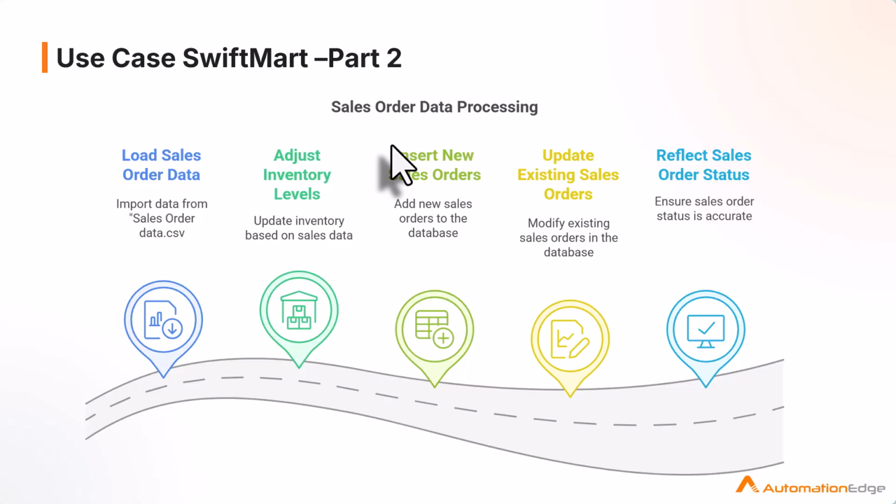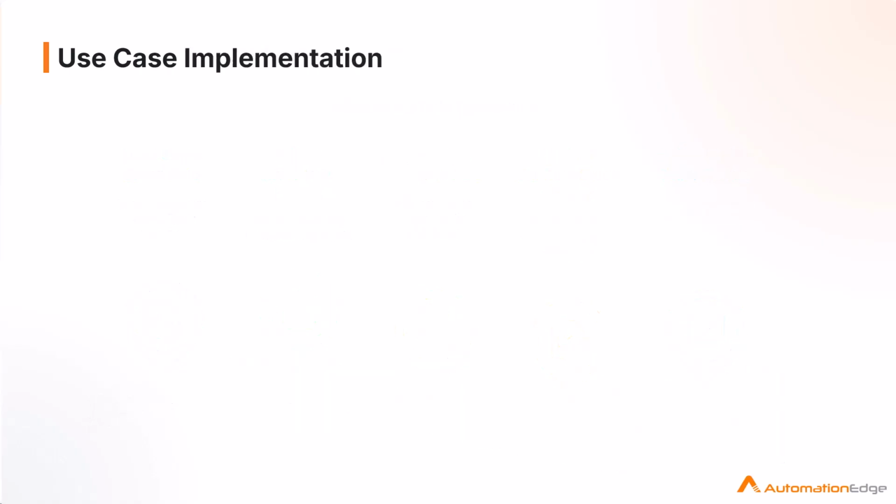Here's the plan. Read sales orders from a CSV file. Validate each order against the available inventory. Update the order status as either placed or declined. And in the background, our workflow will automatically update product quantities in the database. This means whether it's a brand new order or an existing one, the data stays accurate, reliable, and up to date. In short, this workflow shows how businesses like SwiftMart can seamlessly manage products, process sales orders, and keep inventory in sync, making operations smooth and error-free. That's exactly what we're going to implement here.